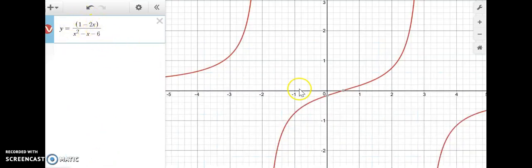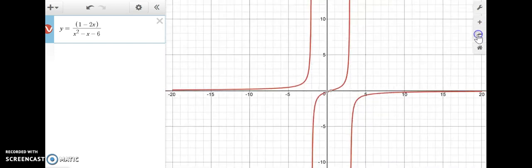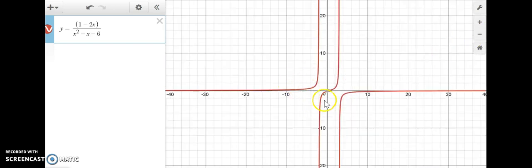When we graph the function, we can see that no point exists at negative 2 or 3. Even as we zoom out, there is an asymptote at negative 2 and 3.